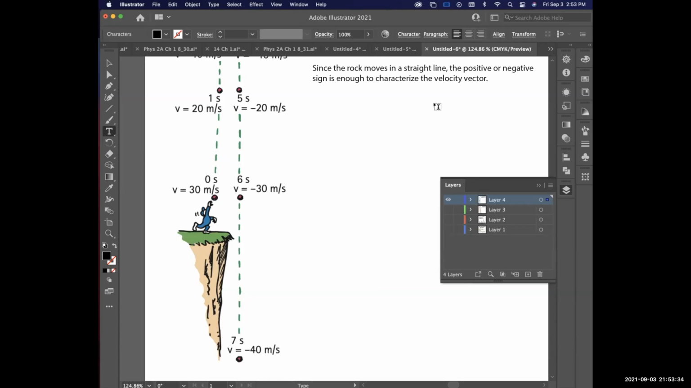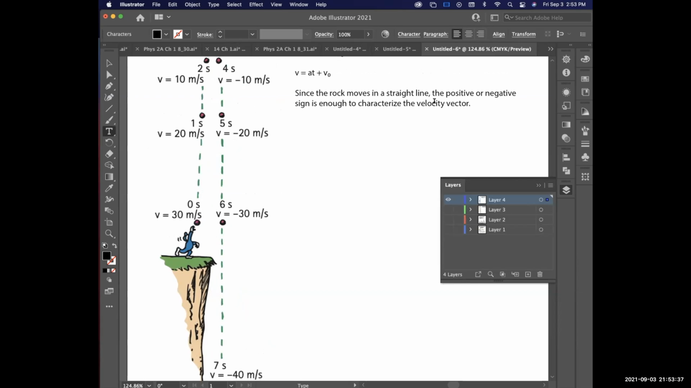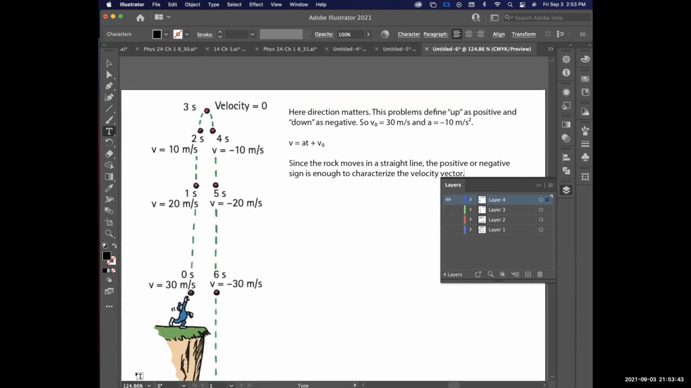Okay, so that tells you the velocity here. But how can we figure out how far it's gone? Between here and here, it went from 30 meters per second to 20 meters per second. And then from here to here, it went from 20 to 10 meters per second. So it can't have gone as far, right?